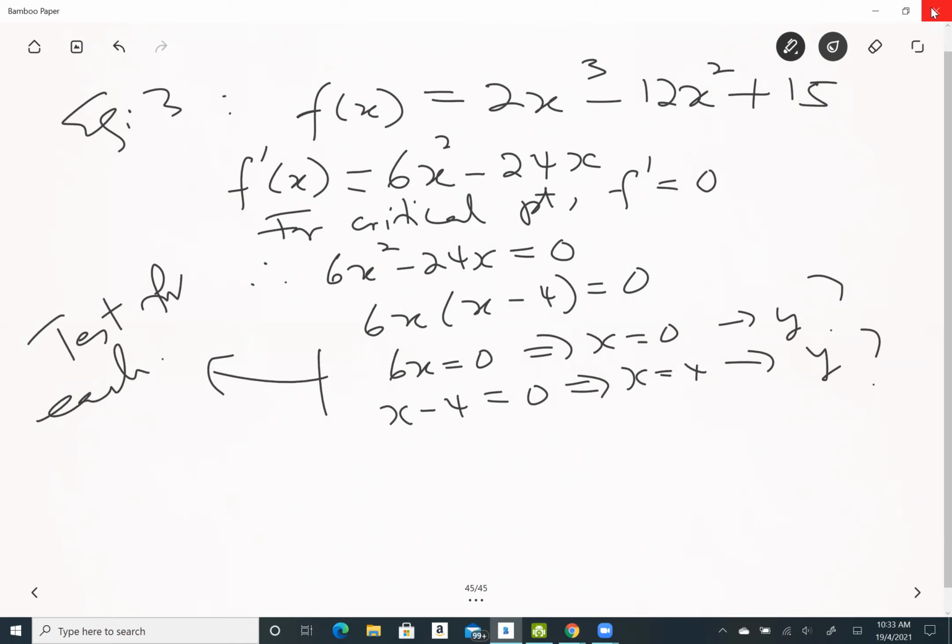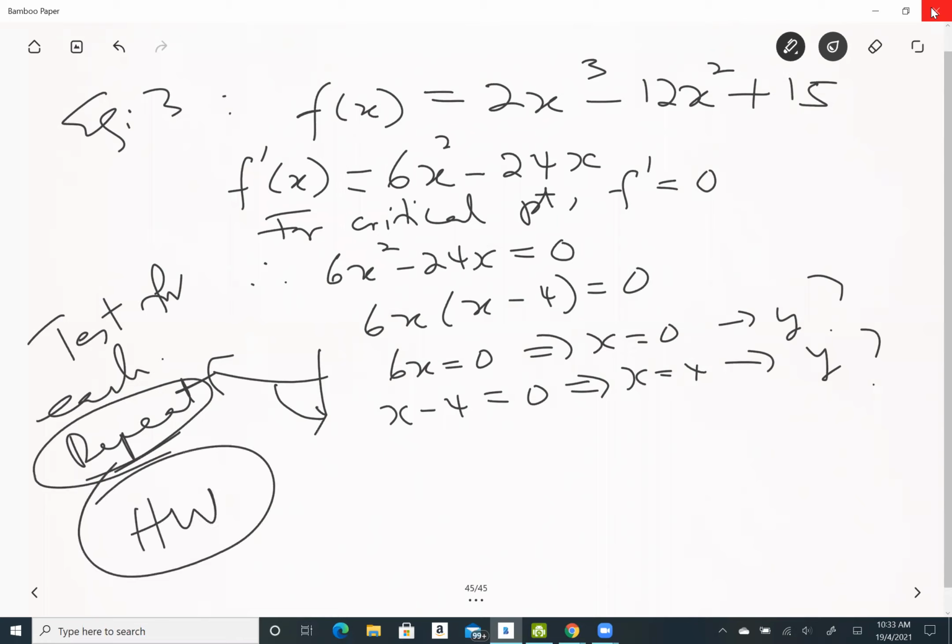Okay, for each. That means you repeat. First, you do for x equal to 0, and then you do for x equal to 4. So you do the test for each of the critical points. If there are 3 critical points, that means you have to do the test 3 times, okay? So you have to repeat the test for each of the critical points. So I want you to finish it up, okay?